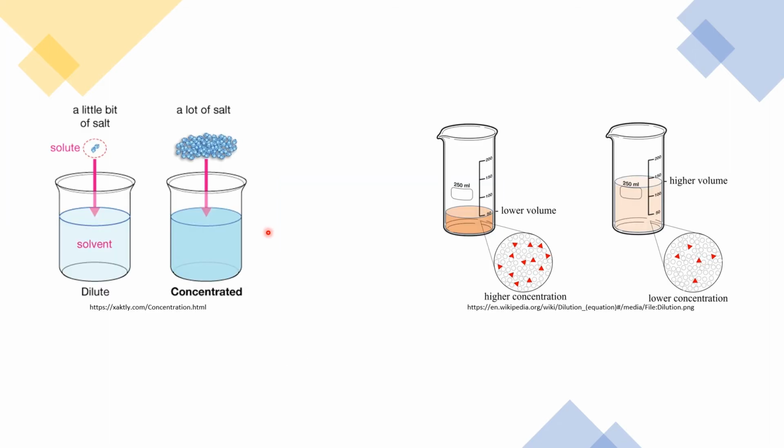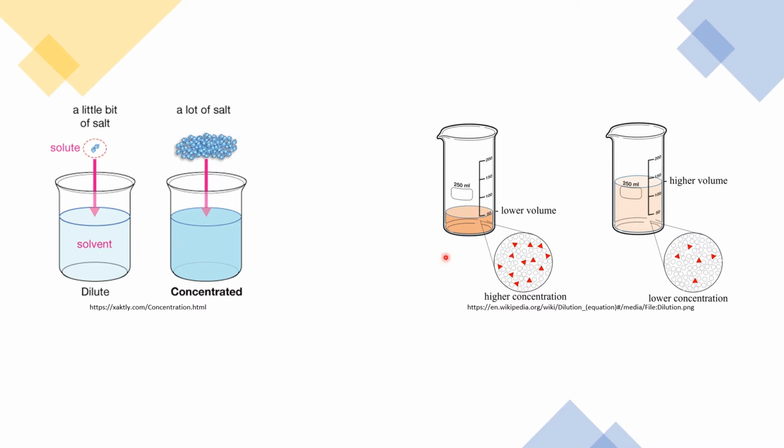Now, there are two ways to form concentrated and dilute solutions. One is by having the same volume. This is a variable that can affect concentration, but having the same volume here and changing the amount of solute that's being dissolved. So if we dissolve more solute into a liquid, then the substance is considered to be more concentrated. Whereas if we only dissolve a little bit of solute into a solvent, then that solution is dilute.